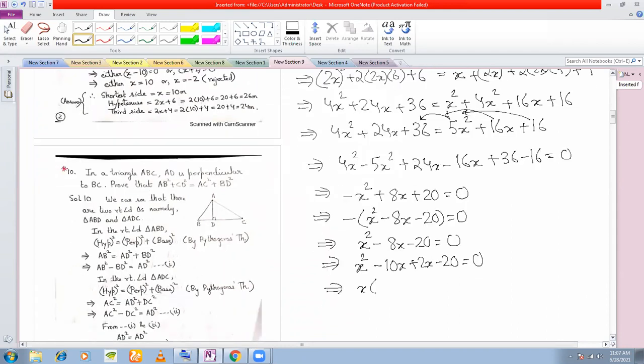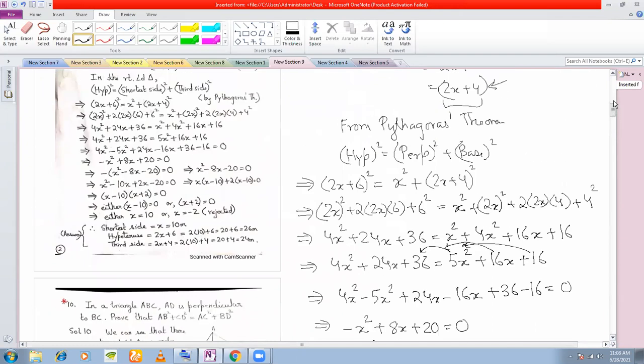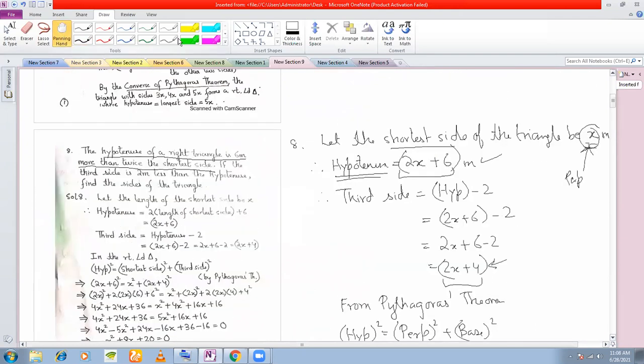Sir, can you do one more sum like this? I have not understood from the beginning, sir. From the beginning, which part from the beginning? Sir, from the triangle. Let us draw the triangle if you have not understood. Okay, sir.